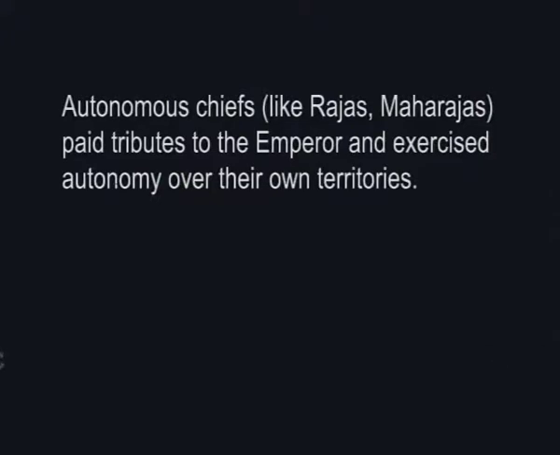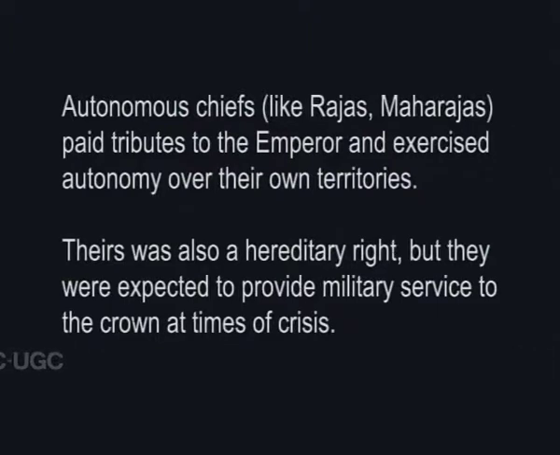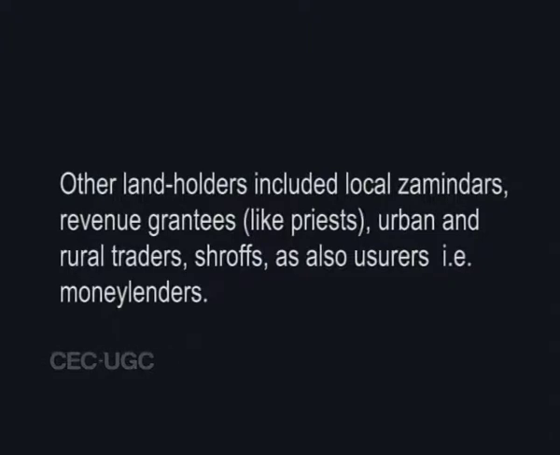Apart from the Jagirdars, there were also autonomous chiefs. There were many Rajas, Maharajas and others who had to pay the expected tribute to the emperor, to the king. After that, they were free to exercise their autonomy over their own territories. They usually continued to enjoy Zamindari rights and many other privileges. And there was one very important condition: each of them had to render military service to the state in times of need. That is an important precondition. Now, besides these, there were some intermediate classes of local Zamindars, small Zamindars, revenue grantees, religious persons who got land, urban and rural traders, shops, usurers and moneylenders.